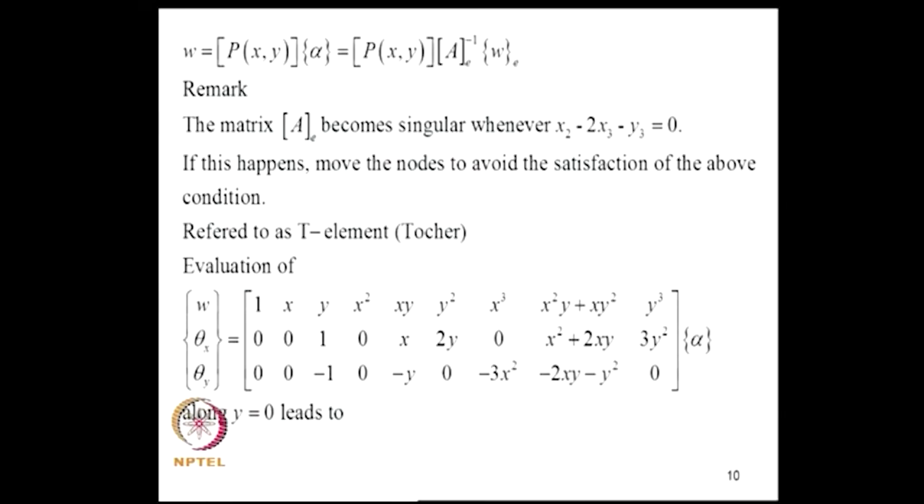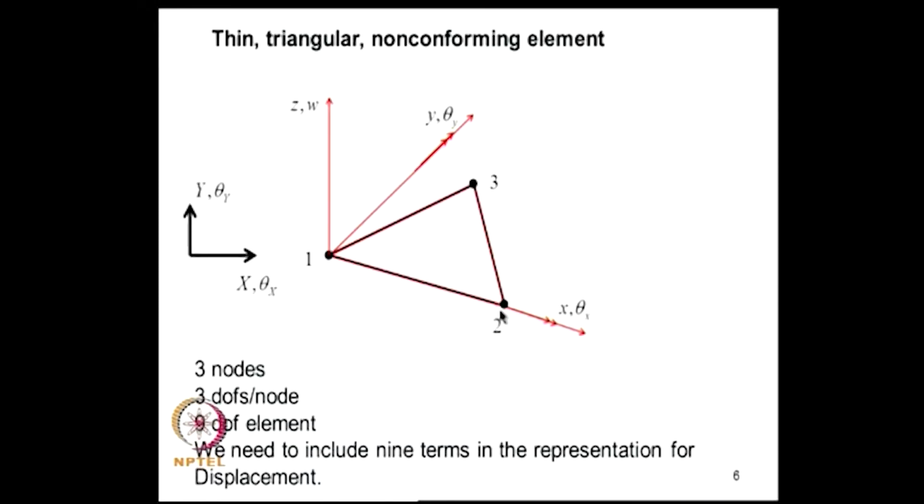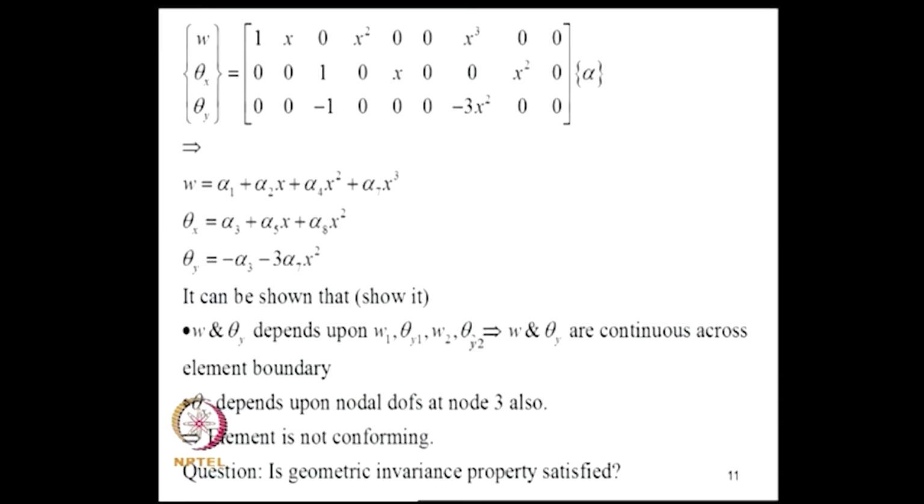Now, let us consider what happens along y equal to 0. So, you consider this equation along y equal to 0. I get this equation and it turns out that W will be a cubic polynomial, theta x will be a quadratic, theta y also is quadratic, and we can show that W and theta y depend upon W1, theta y1, W2 and theta y2. So, which is the edge that y equal to 0 represents? It is along edge 1 2. So, this is from 0 0 to x 2 0. So, we have this equation.